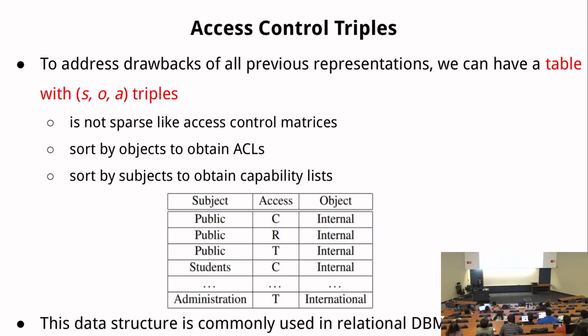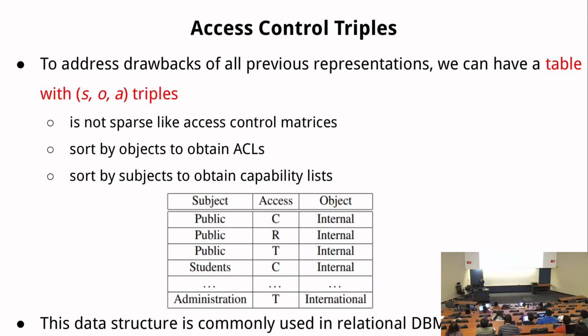So another way to store this is something called the access control triples. This is basically something in the middle of a capability list and access control list, and also the access control matrix. The problem of the access control matrix is that it is a big table. If there are n subjects and m objects, the table has m times n size, which is huge. And we know that the table is sparse anyway.